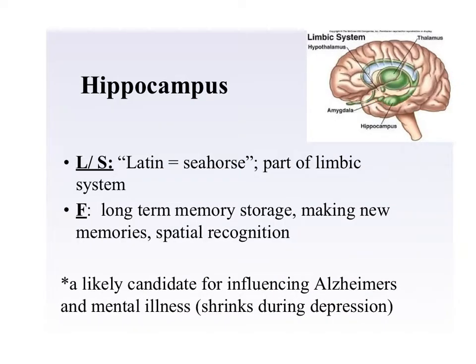And last thing we have is the hippocampus. So here it is right there, part of the limbic system. Be able to recognize that, yes, that is the limbic system and not the basal ganglia. Now what does it do? The main thing you're going to need to know: long-term memory storage. So if you have damage to your hippocampus, although you can remember old memories, you will not be able to store new memories. It's also involved in spatial recognition.